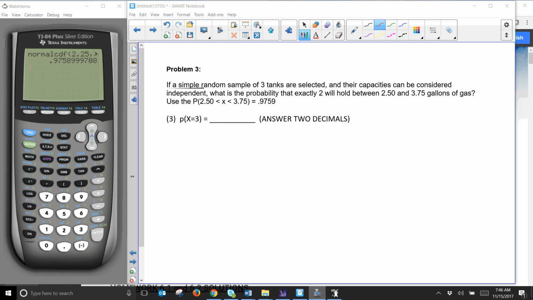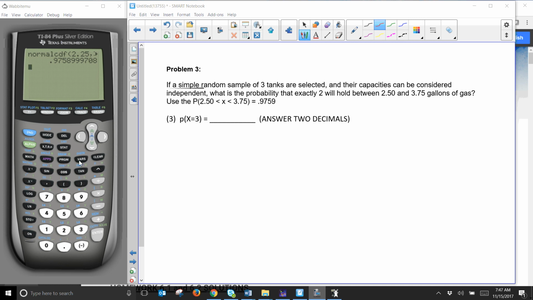All right, in problem 3, we're going to take a simple random sample of 3 tanks, and we're going to assume that their capacities can be considered independent. So we want to find the probability that exactly 2 will hold between 2.50 and 3.75. This is binary because either it's going to hold between 2.5 and 3.75 or it's not. So it's either a success or a failure. Each trial is independent, and the probability of success is given to you as 0.9759.